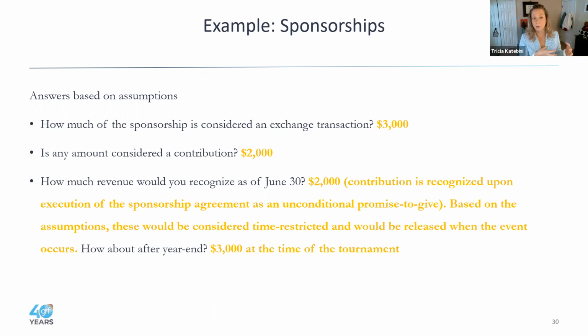So that portion of it, they were able to push out and say, okay, we're going to apply your sponsorship to a future event. So with that future event, we say, okay, it's still a contribution, but now it's just restricted, right? It's restricted until the related event has occurred. So it would be released at that point in time. So that is kind of where we would walk through this process.